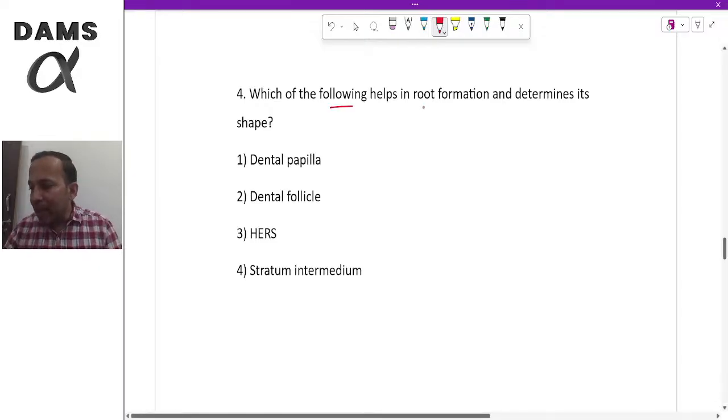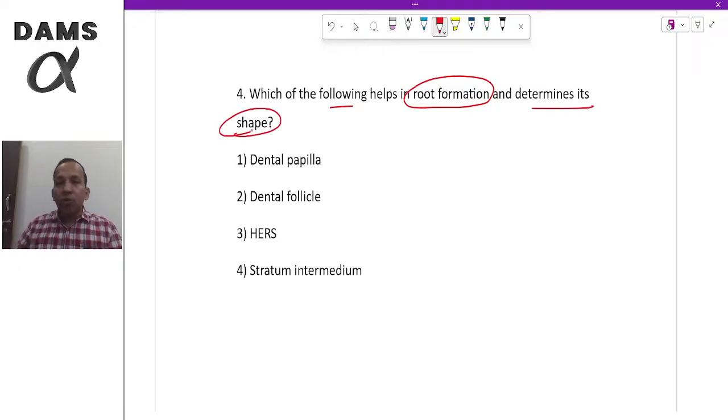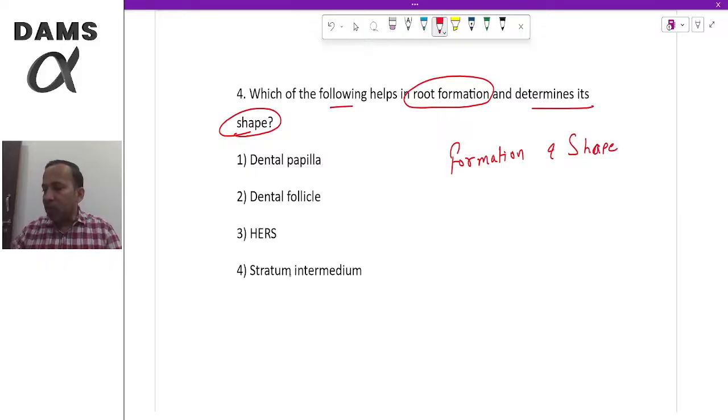Which of the following helps in root formation and determines its shape? So the formation and shape of the root, not of the crown, right? Dental papilla, dental follicle, HERS and stratum intermedium. So which of these 4 do you think shapes the root or forms the root? Very good, Hansika, it is HERS, right? Hertwig's epithelial root sheath.